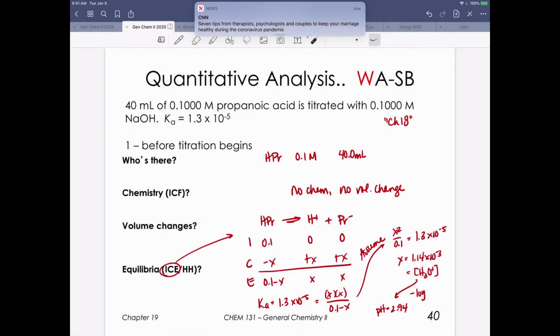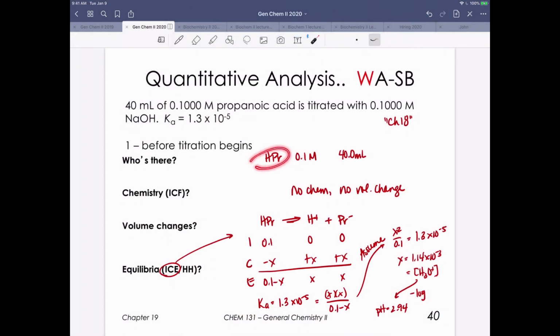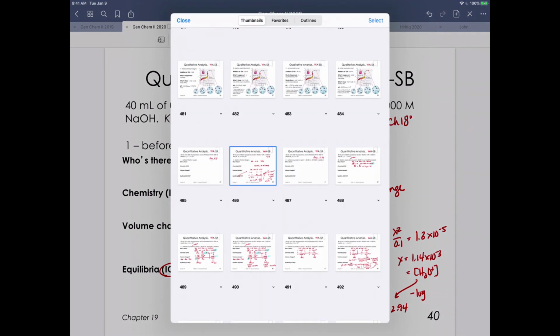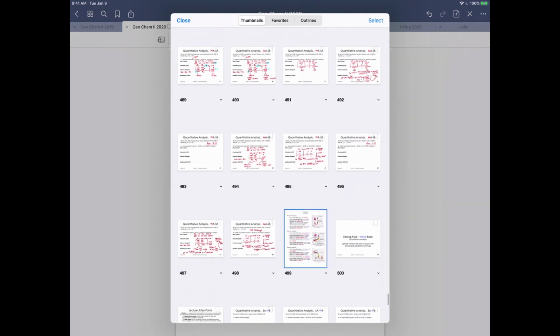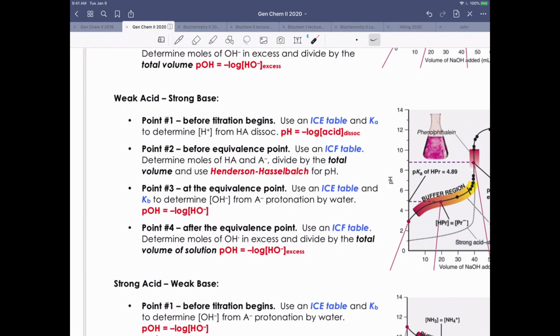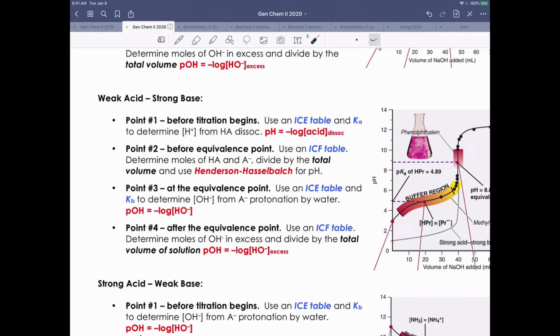So that calculation was right here, right? We had a weak acid in solution. We had to do an ice table, just like we did in chapter 18, using the equilibrium constant for this weak acid. Our X that we're going to solve for is the H plus concentration. Negative log of that gives us pH. So pretty straightforward. That one is basically just reviewing what we had from chapter 18.